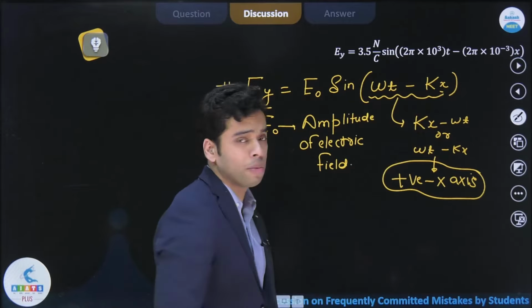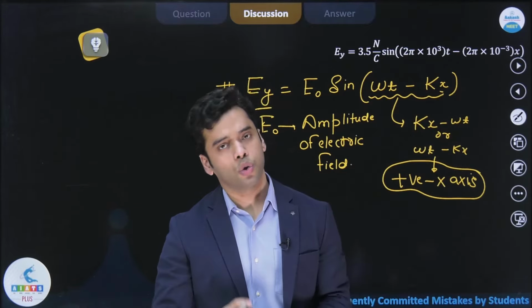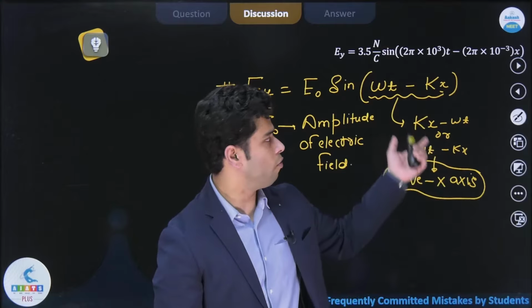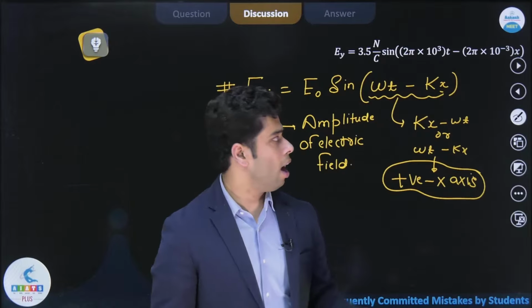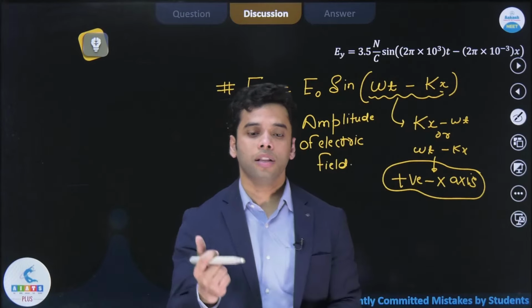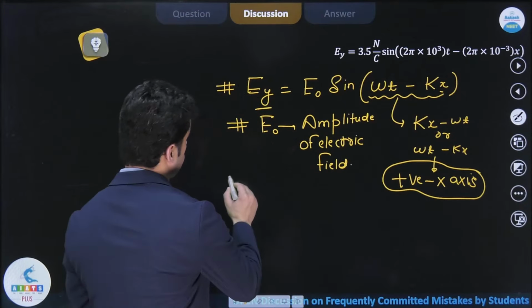kx minus omega t, omega t minus kx. अगर यहाँ पे z होता, omega t minus kz होता, तो आप उसको positive z axis बोलते. तो अगर आप वेव की direction of propagation डिटरमाइन करना चाहते हैं, you need to look at the argument कि जो साइन कोसाइन फंक्शन है उसका आर्ग्यूमेंट क्या दिया हुआ है. ठीक है, so we are done with one part.